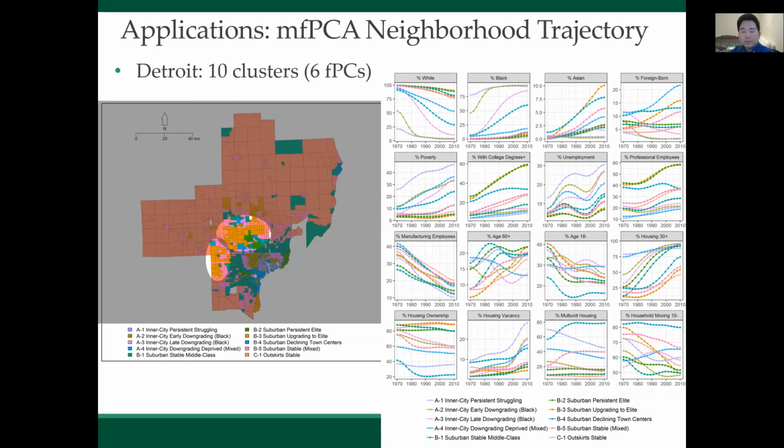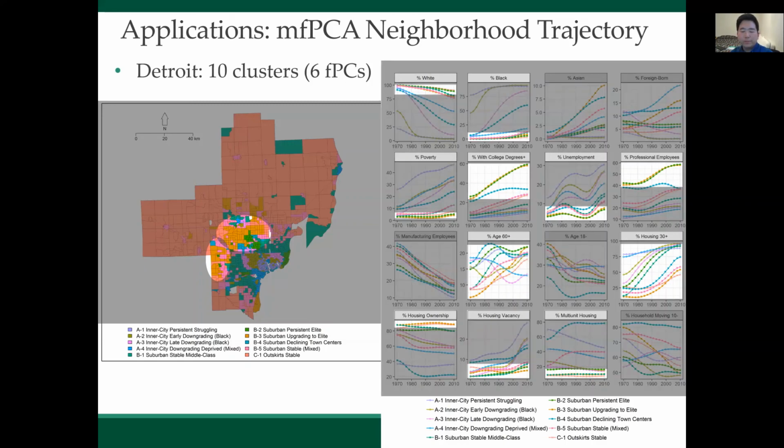The other suburban neighborhood, colored orange, shows a trajectory of suburban upgrading to elite. This neighborhood has transformed from a stable middle class to an elite neighborhood. As we can see, there is a fast rise in professionals and educational attainment. The poverty and unemployment rates are maintained at the lowest level.